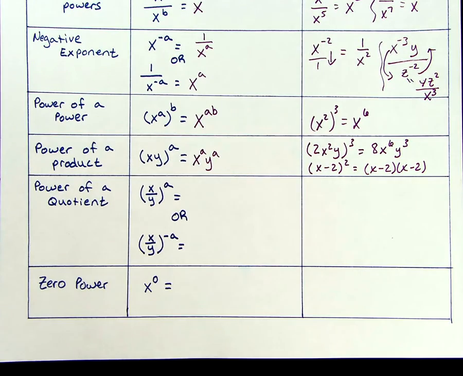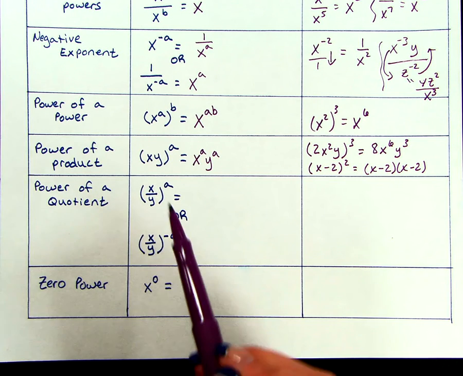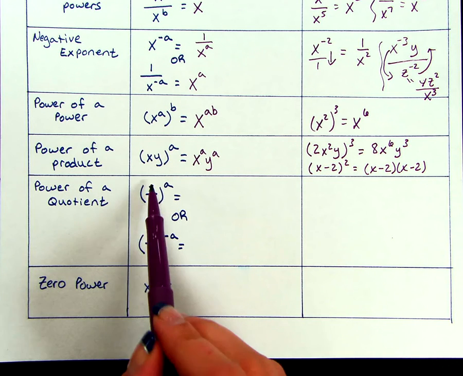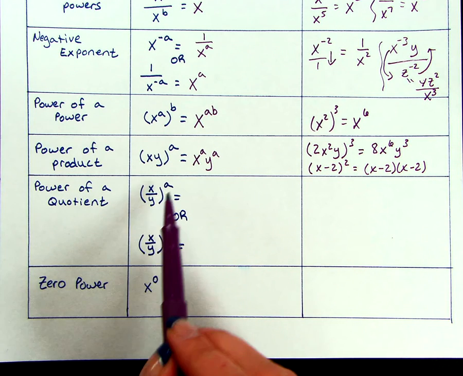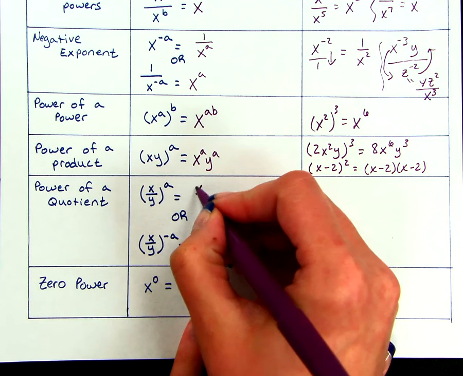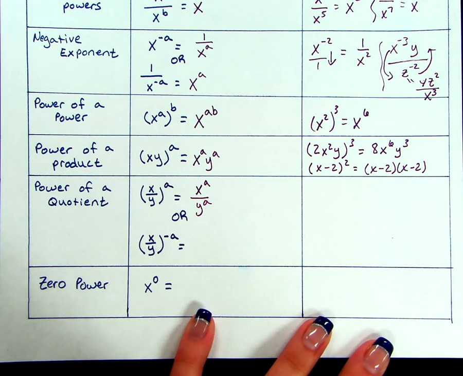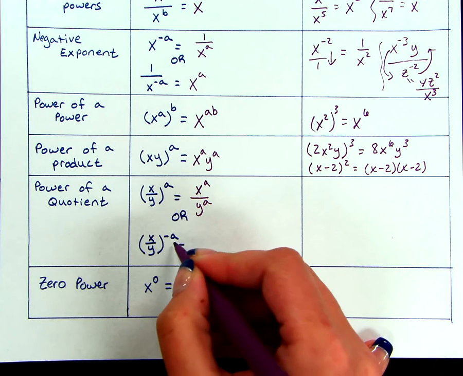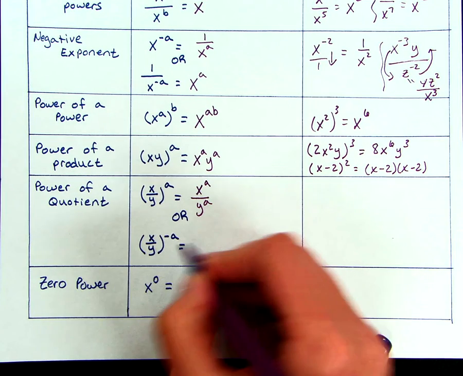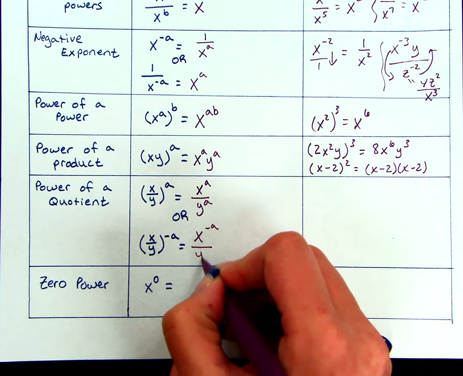The next one, the power of a quotient. So just like up here, if we have a divide, again, this only works if it's a monomial divided by a monomial. We're distributing that power into each. So this would become x to the a divided by y to the a. And if it's negative, so again, we would distribute. So this would be x to the negative a divided by y to the negative a.